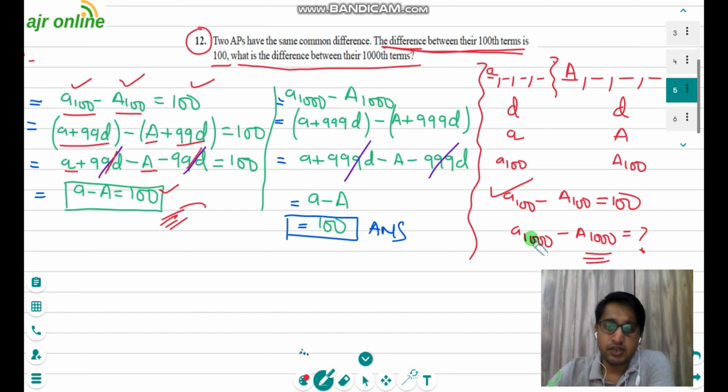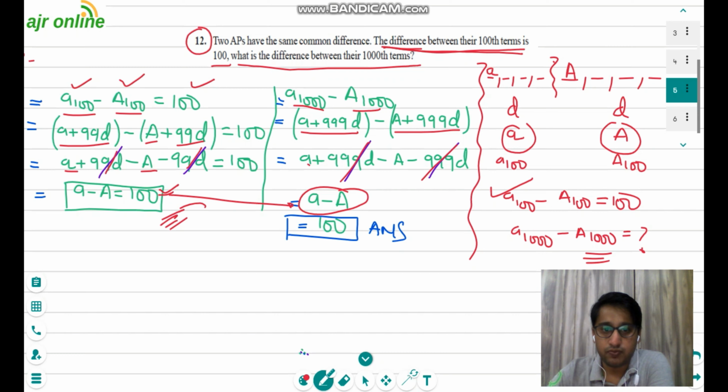What is the difference between their thousandth term? So we have to find small a thousand minus capital A thousand, because the first term of both of these is different. So it will be a plus 999d minus capital A plus 999d. Again we'll open the bracket and it will get cancelled because the sign will change, and small a minus capital A, and we know small a minus capital A is 100.